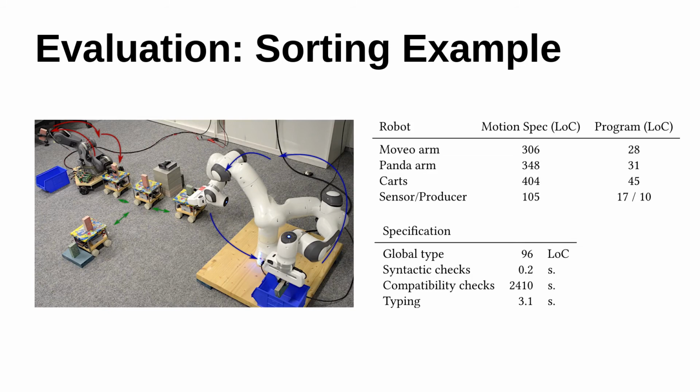The lower table shows the size of the choreography, that is the global type. Then the verification is split into 3 parts. The syntactic check is the part of the projection which does not involve assume-guarantee reasoning. The compatibility check includes the assume-guarantee reasoning. This part dominates the verification time. Finally, the typing checks that the code matches the local specifications.